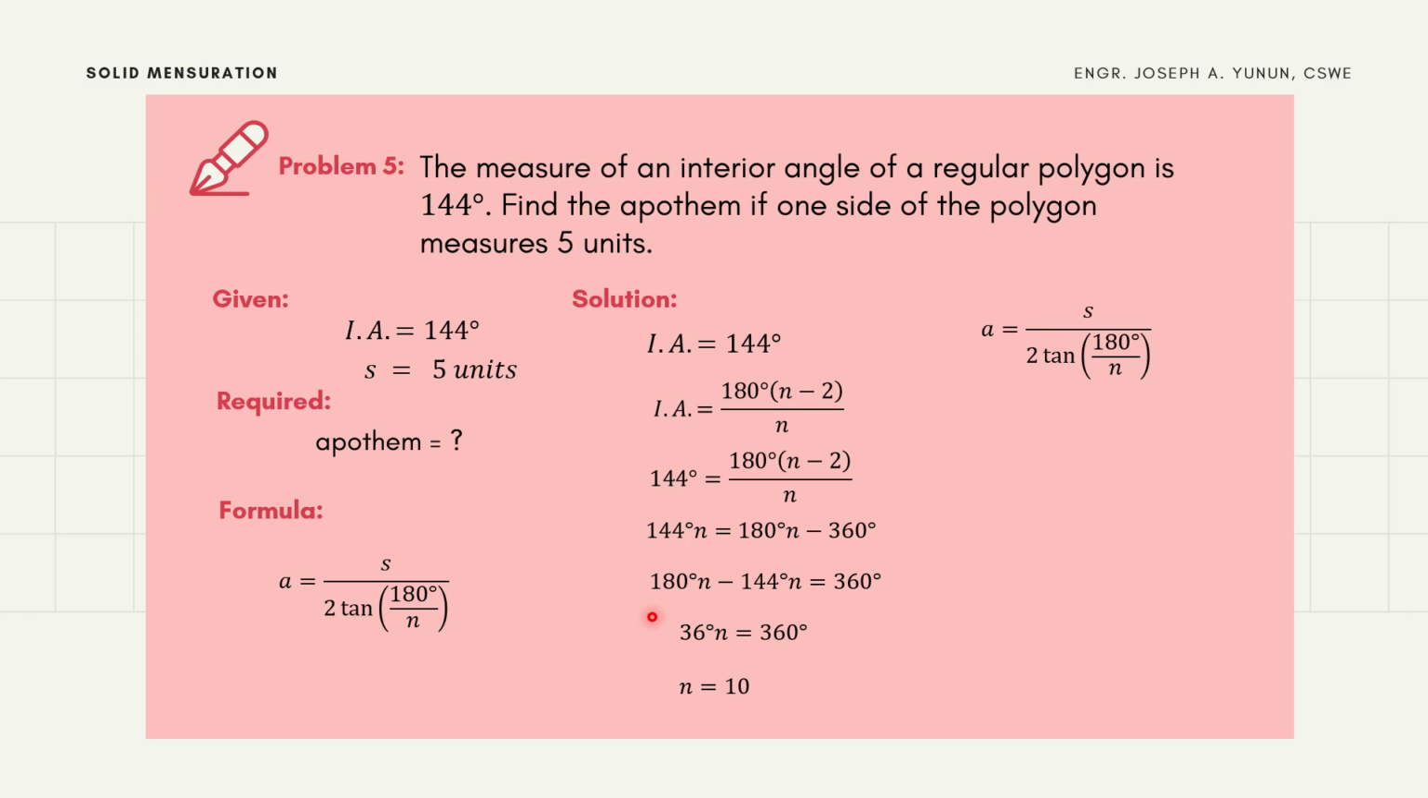Now using the formula for apothem, you have now the length of one side, which is 5 units, and the number of sides as 10. Substituting those values in order to solve for the apothem, you'll have this equation. So 5 all over 2 tangent 180 degrees all over 10. And the length of the apothem is given as 7.69 units.